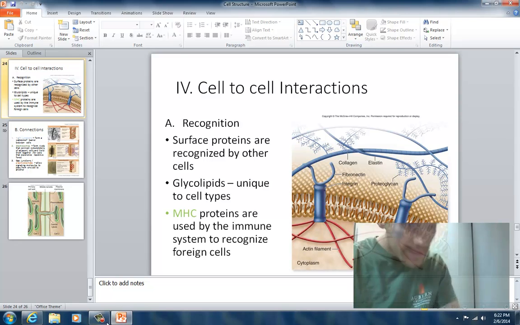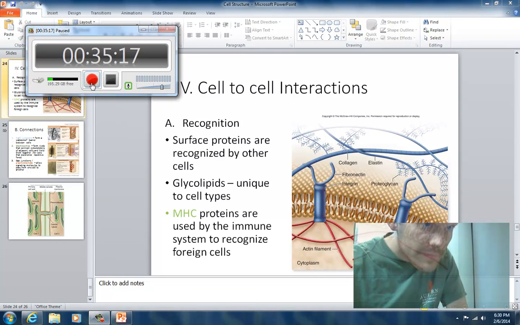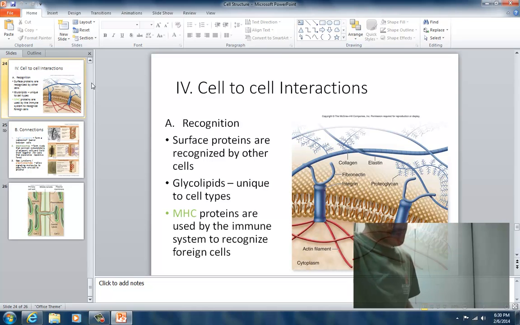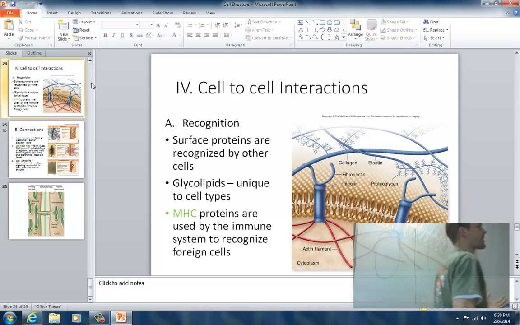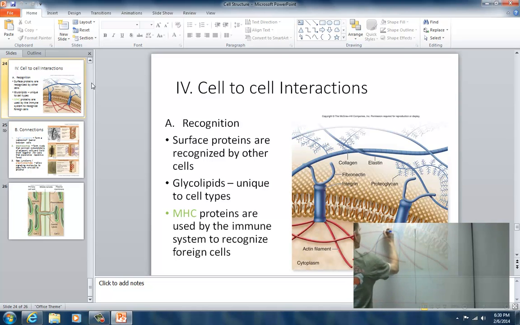Let's see if I can pause this. All right, let's draw these real quick. What do you need for prokaryote? Yeah, cell wall, okay. What's the cell wall made out of? It's made out of peptidoglycan. Remember that. Okay, that'll be on the test.